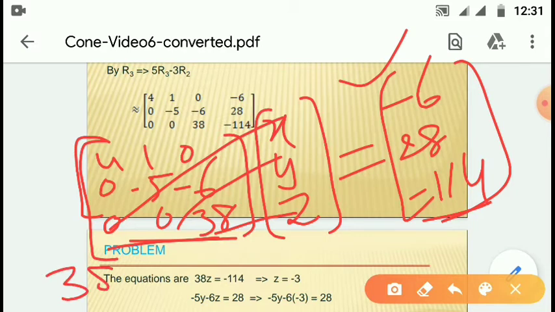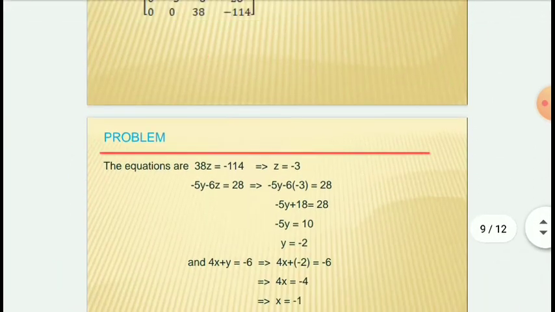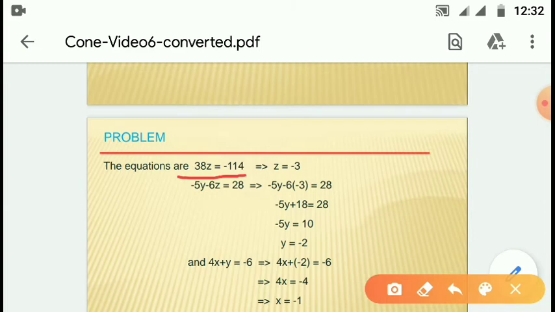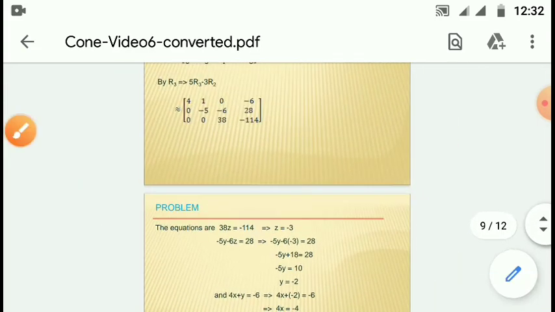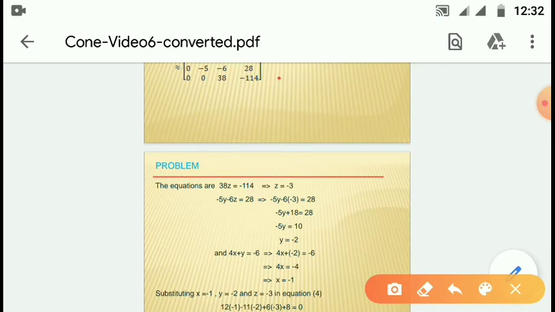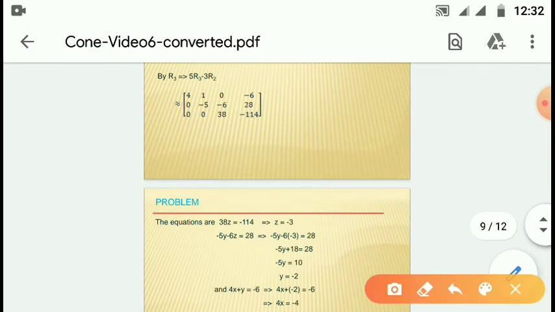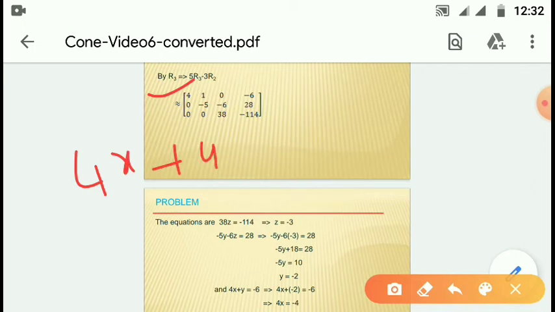So 38 into z is equal to minus 114, and hence z is equal to minus 3. From the second row, we will get minus 5y minus 6z is equal to 28. By substituting the value z is equal to minus 3 in this, finally we will get y is equal to minus 2.